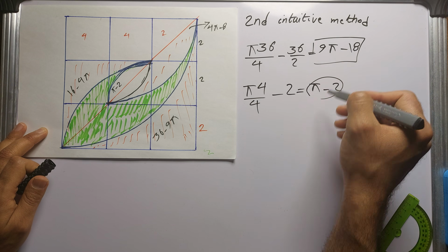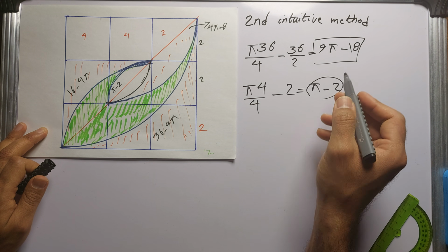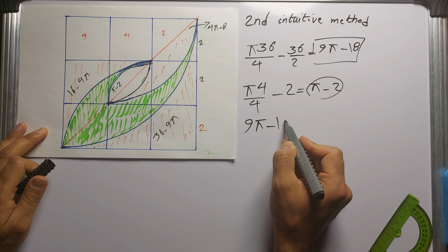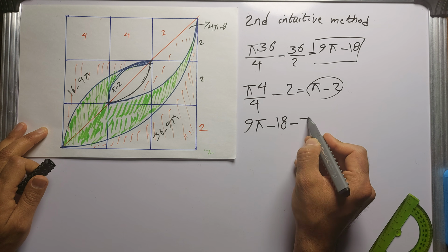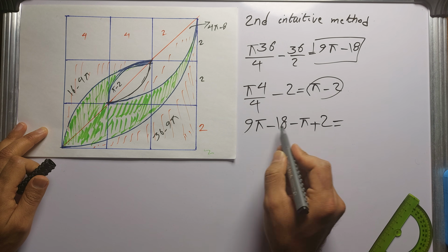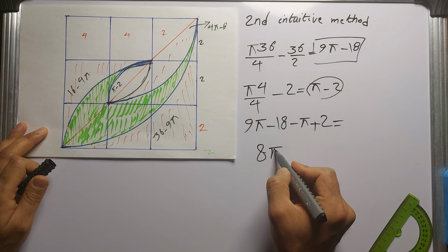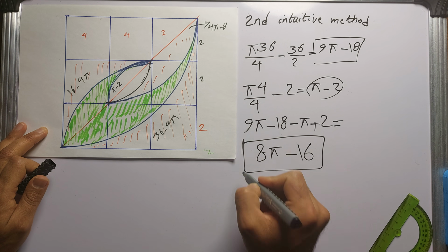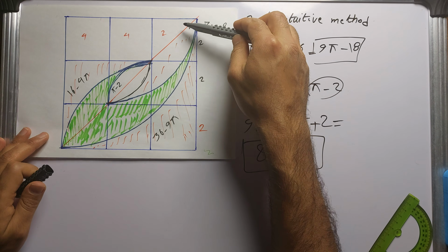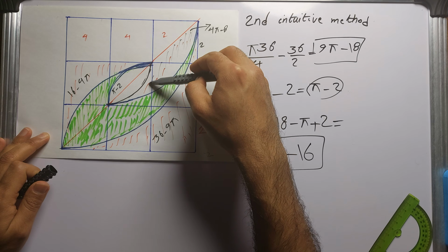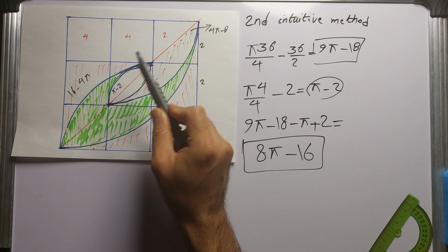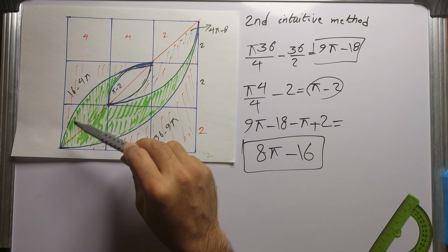And that's it. So let's subtract them, this one from that one. So 9 pi minus 18 minus pi plus 2. And the answer is 8 pi minus 16, which is the same as our previous answer, and that was just 3 lines. But that was way more intuitive. I'm sure a lot of students wouldn't think about it at first glance, because you need to teleport it, since these shapes are symmetrical to the other side.